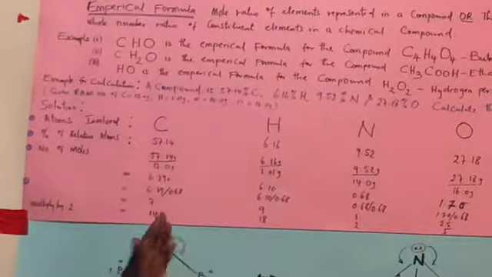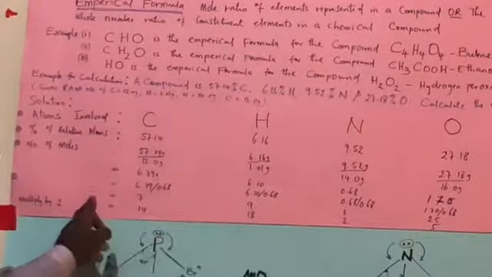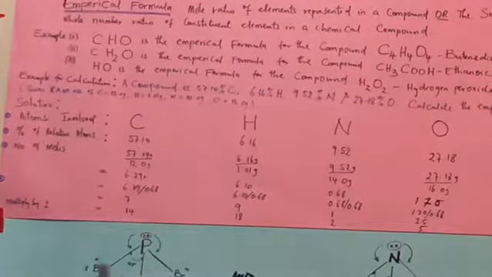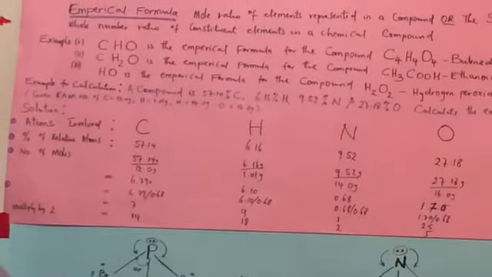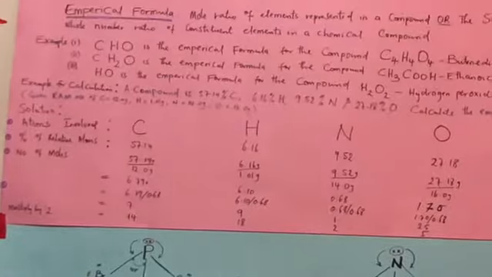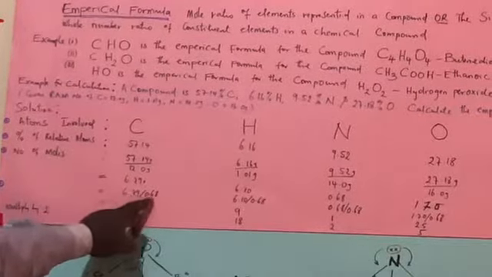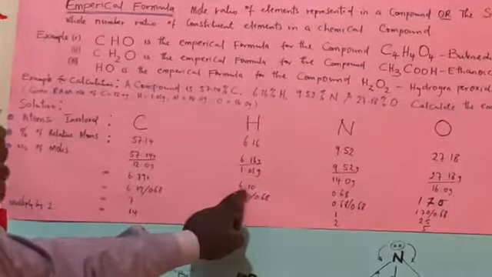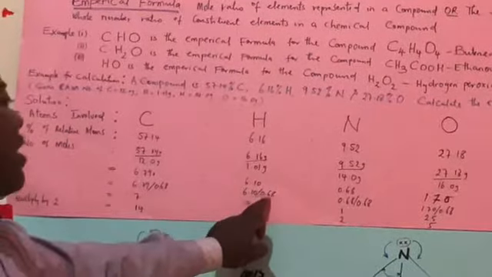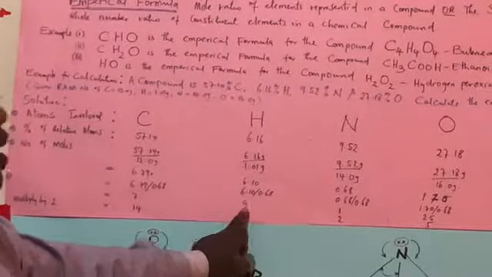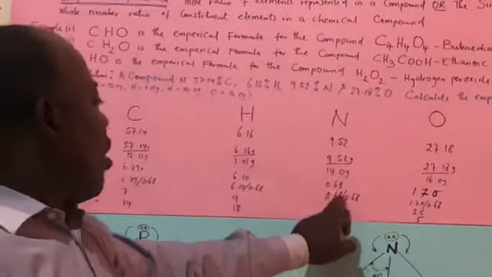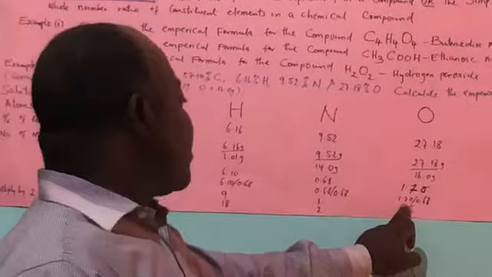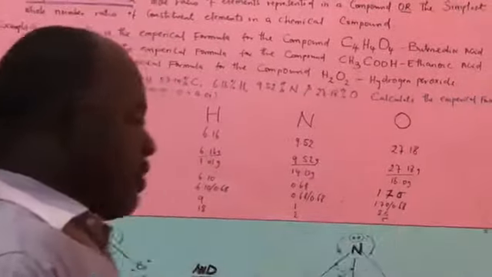Now, the smallest of this mole ratio is 0.68. That goes to the fourth stage, which is dividing by the smallest mole ratio. So we now divide 6.79 by 0.68, which gives us a total of 7 mole. We divide 6.10 by 0.68, we get a total of 9. 0.68 divided by 0.68 is just 1 mole. Then 1.70 divided by 0.68 is 2.5.